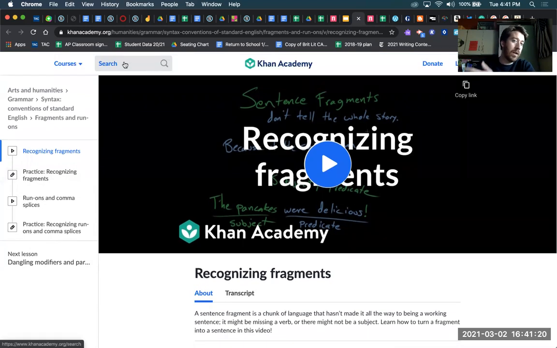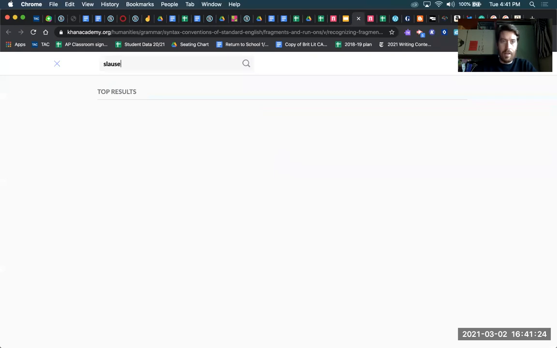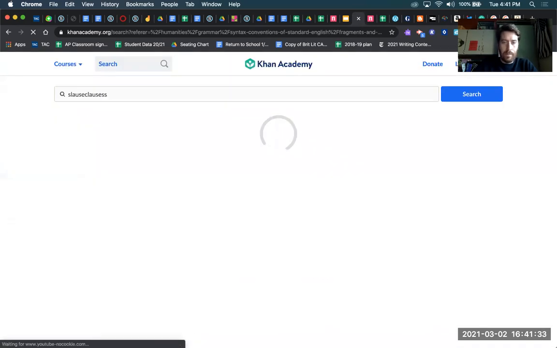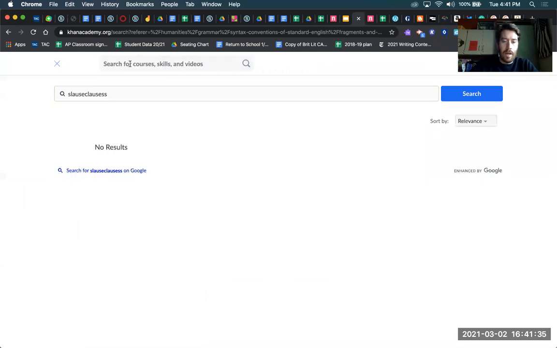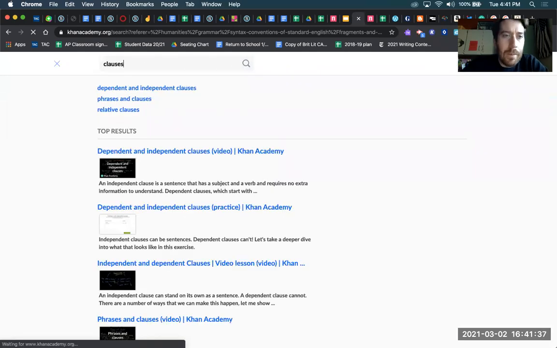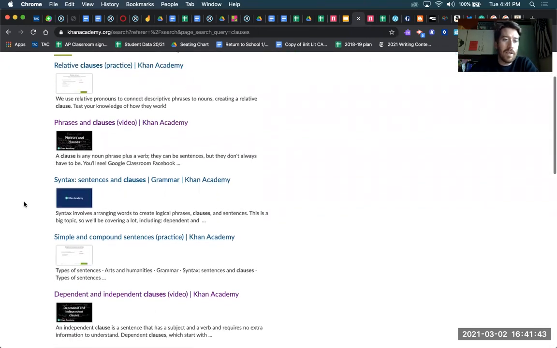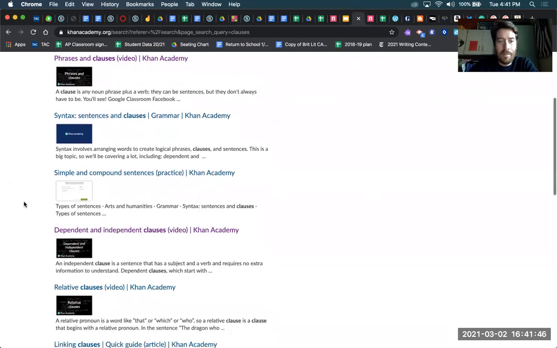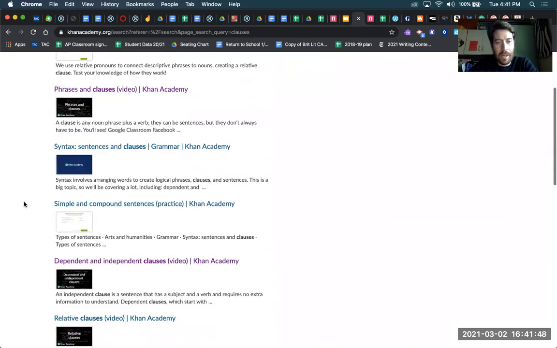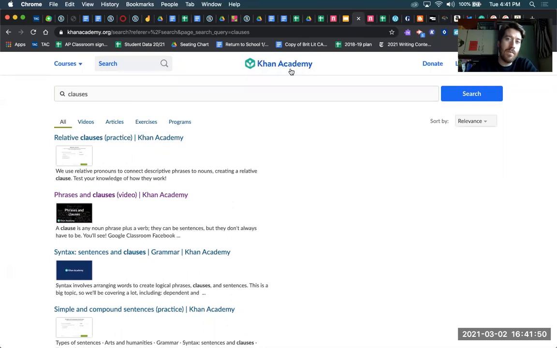And then also, if you want, you can always go to Khan Academy and search. So if you want to search about clauses and what they are, that's not how you spell clauses. If you want to go and search, this is not working. There we go. You can click on clauses, and there's going to be a whole lot of results on different videos and lessons on Khan Academy that might be related to clauses. Okay. So again, this is only if you feel like you need more.